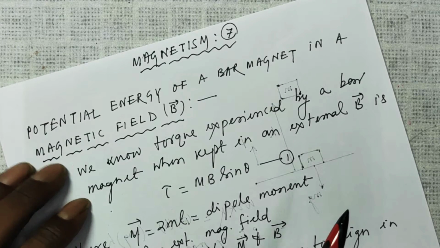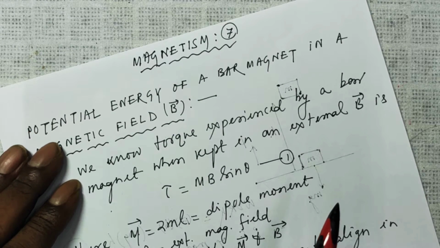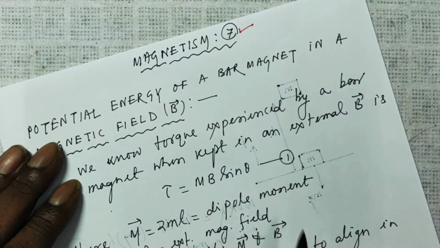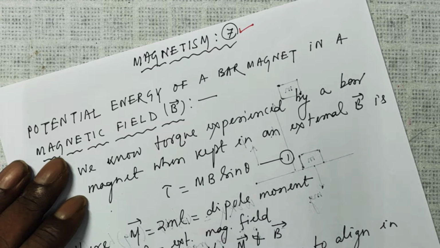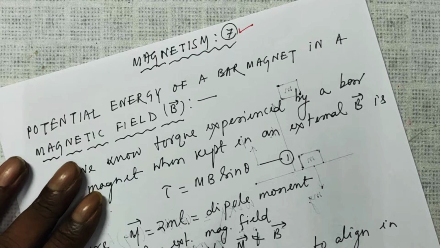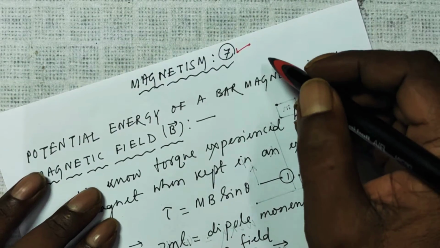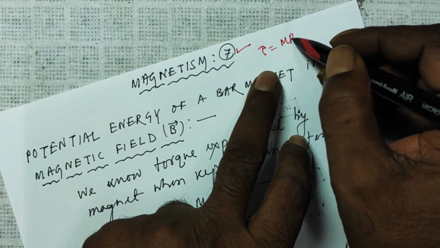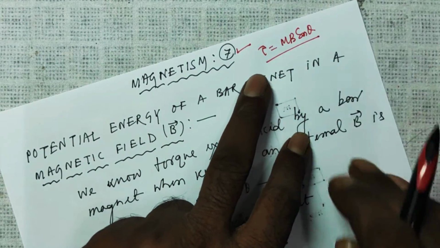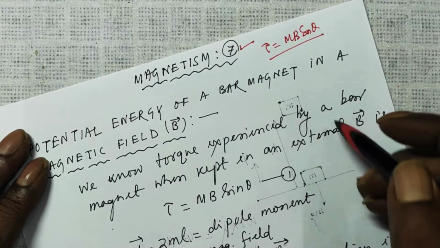Okay, dear students, let us move on to one more new lesson on magnetism. Magnetism lesson 7. In lesson 6, we studied and derived that when a bar magnet, which has two poles, a south pole and north pole, both of equal strength, pole strength small m, is kept in an external uniform magnetic field, it experiences a torque, a rotating force, that was mB sine theta. This is what we learned in the previous lesson, magnetism 6.